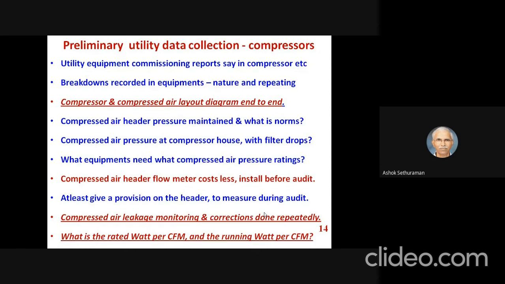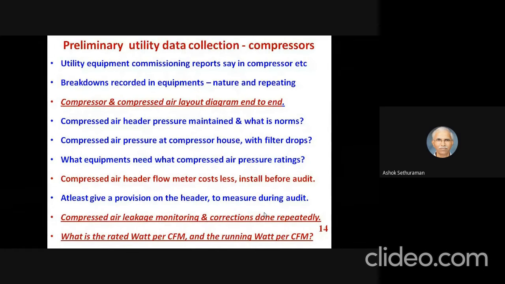In the same segment, some industries maintain 7 bar, some maintain 5.8 bar, some industries maintain 7.5 bar. The more they increase their header pressure, it means they are not able to arrest their leaks. That's why they are raising their header pressure. What is the filter drop happening in the compressor house? That is more important. What is the delta P across the filter? What is the minimum? What is the maximum? And what is the allowable?